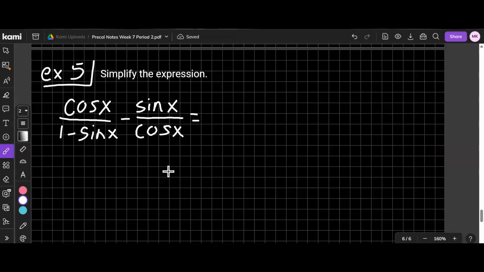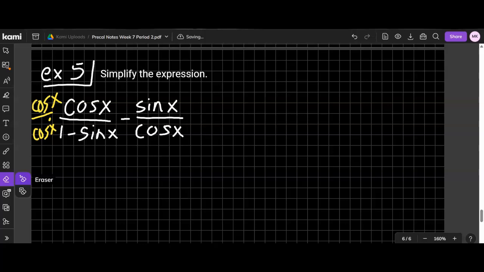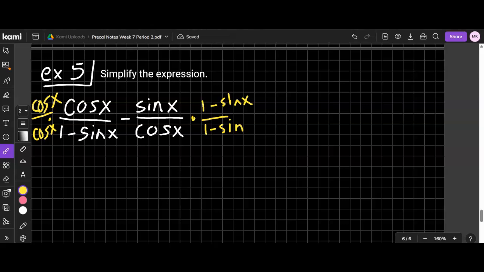Simplifying this expression, one of the things I notice is we're subtracting fractions, and really, we should probably get a common denominator. We should probably rewrite this in terms of one big fraction, which means I need to multiply this left side of the fraction by cosine over cosine. So I'm going to multiply this by cosine of x over cosine of x. And on this other side, I'm going to need to multiply by 1 minus the sine of x over 1 minus the sine of x.